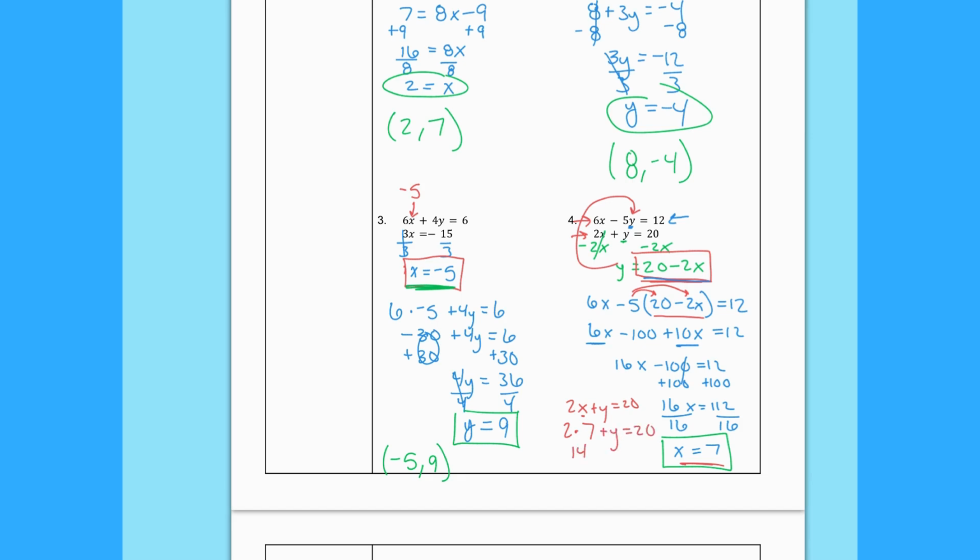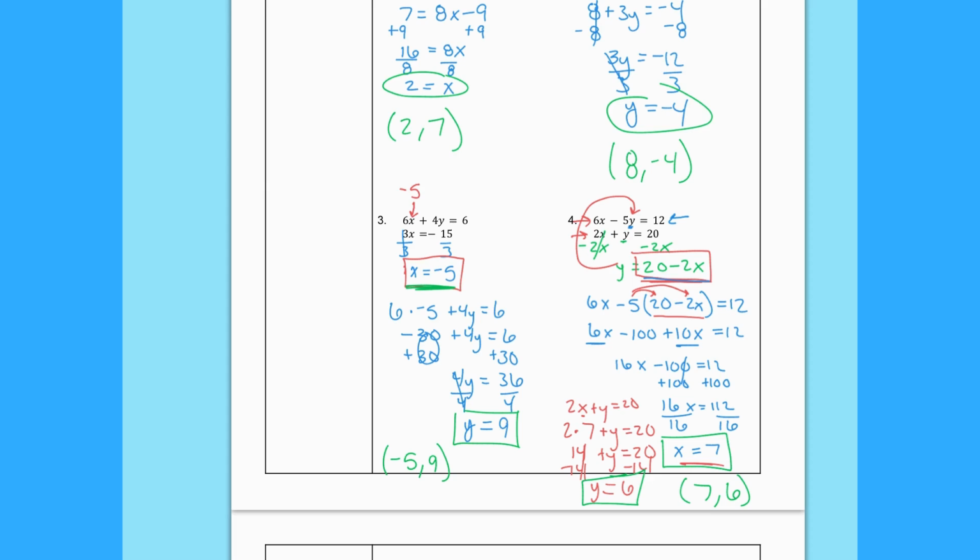2 times 7 is 14. And then we minus 14 from both sides. And we get y equals 6. So then our complete answer is the ordered pair x is 7, y is 6. That's the point where those two lines would cross, or the only point where it works in both equations at the same time. The next couple examples we're going to look at are going to be more like this number 4, where we have some solving and replacing to do.